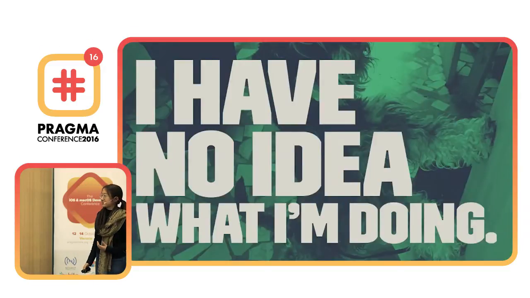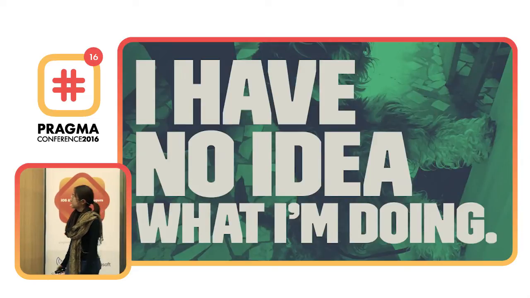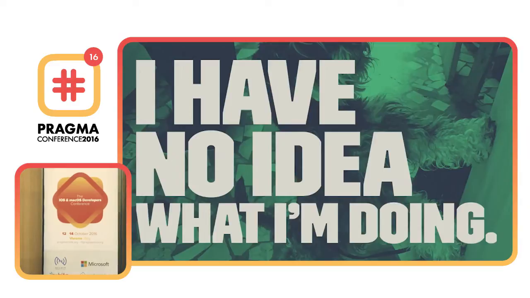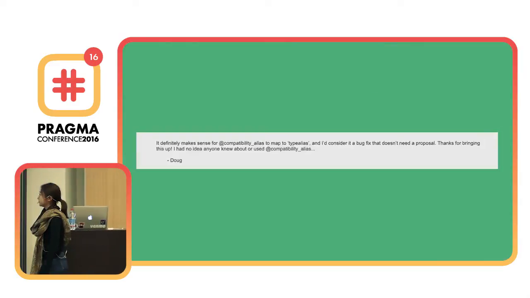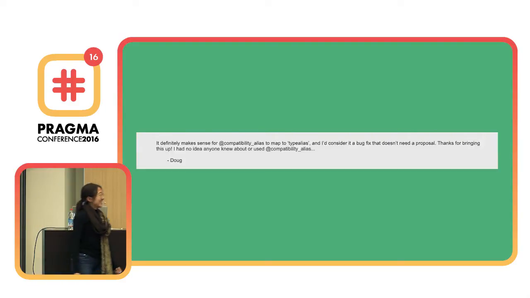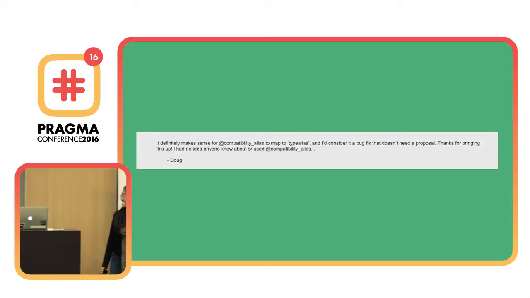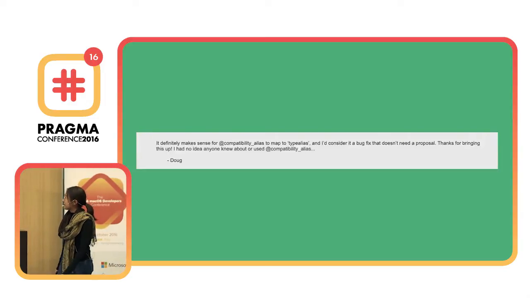But I started getting responses, and most of them were supportive, like thumbs ups from people in the community. And then eventually I got a response from Doug Gregor on the Swift team saying, hey, that actually does make sense to map it to type alias, and it's probably something that doesn't need a proposal because it's like a bug fix. Thanks for bringing it up. I had no idea anyone knew about or used compatibility alias. Doug. So cool. So that wasn't that bad.